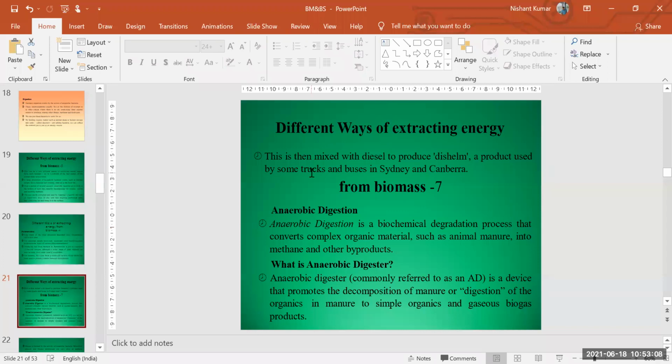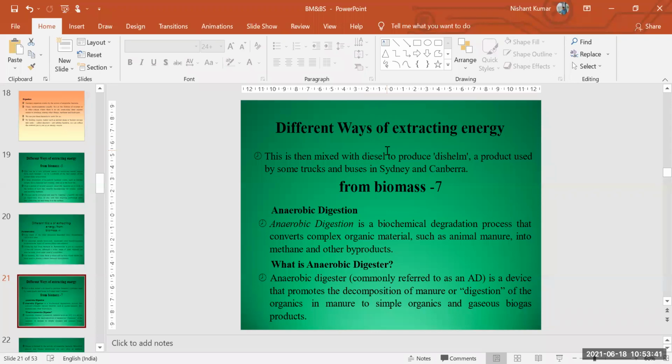Now you could see over here, that is your anaerobic digestion. What is anaerobic digestion? It is a biochemical degradation process that converts complex materials such as animal manure into methane and other byproducts. So it is for animal manures. As I just talked about sugar cane, that is how alcohol is made.